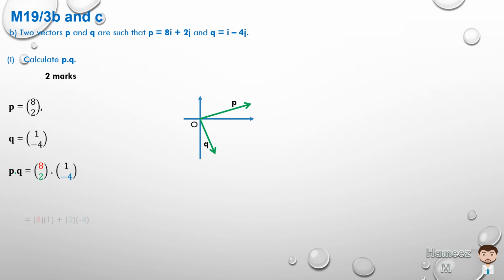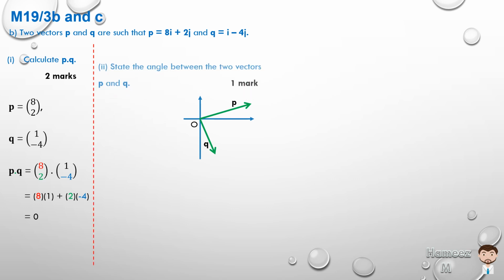We'll be multiplying the two top terms, red times black, which will be 8 times 1, plus we'll be multiplying the two bottom terms, green times blue, which is 2 times -4. So 8 ones are 8, plus 2 times -4, that's -8. 8 minus 8 works out to be 0.